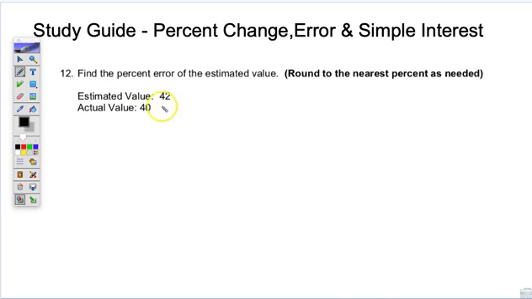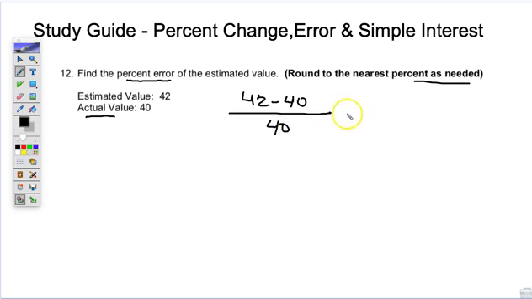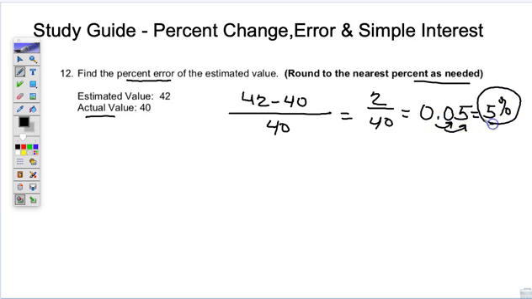Question 12, find the percent error. Now remember, with error, we always have an estimated value, then an actual. So it says round to the nearest percent if it's necessary. So again, find the difference between the two. That did not change from percent change, but when you divide, you have to always divide by actual. So 42 take away 40 is equal to 2, and then we're going to divide 2 by 40, which is 0.05. Move it 2 places to the right, and it looks like this is 5%.